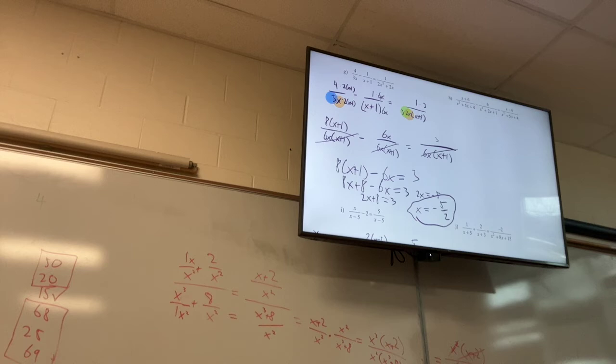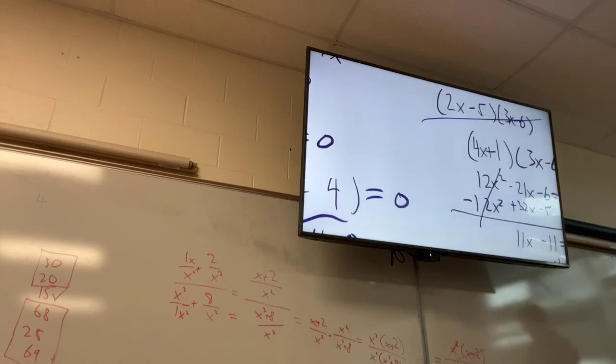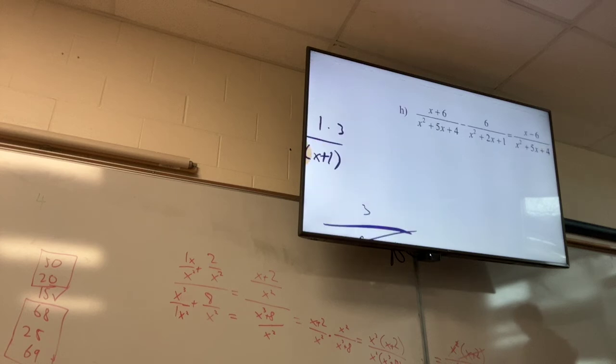Can I move on to H? I need to combine all the denominators, but how do I do that? I need to do what first? Factor, okay? Yay, I love factoring. What does that factor to in the bottom?